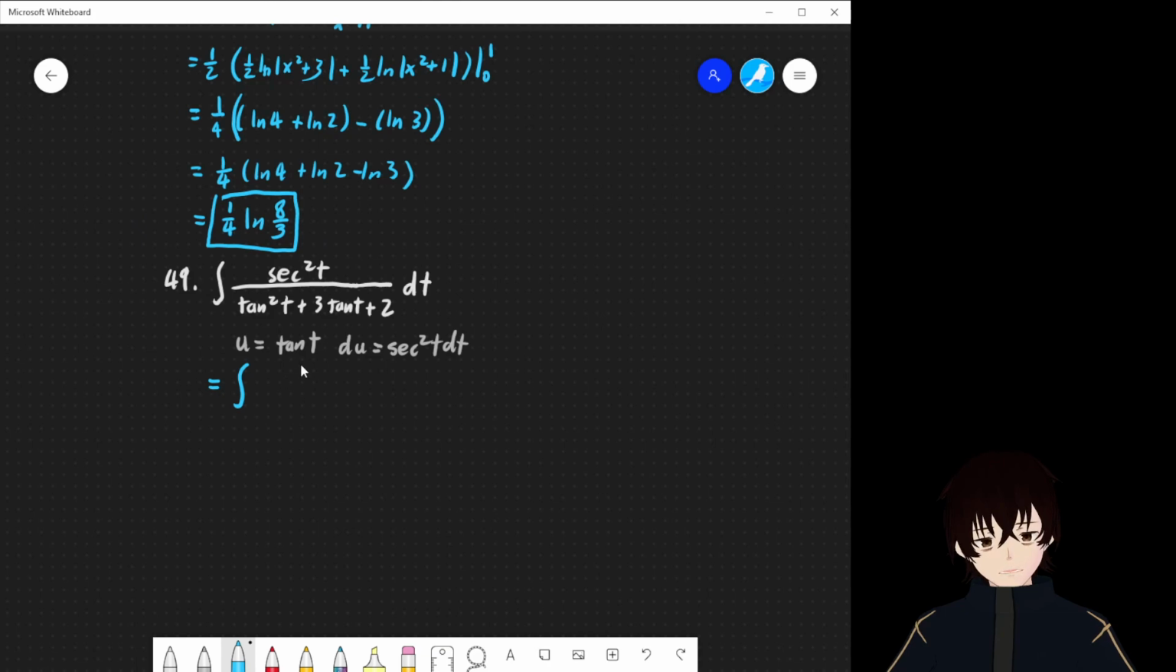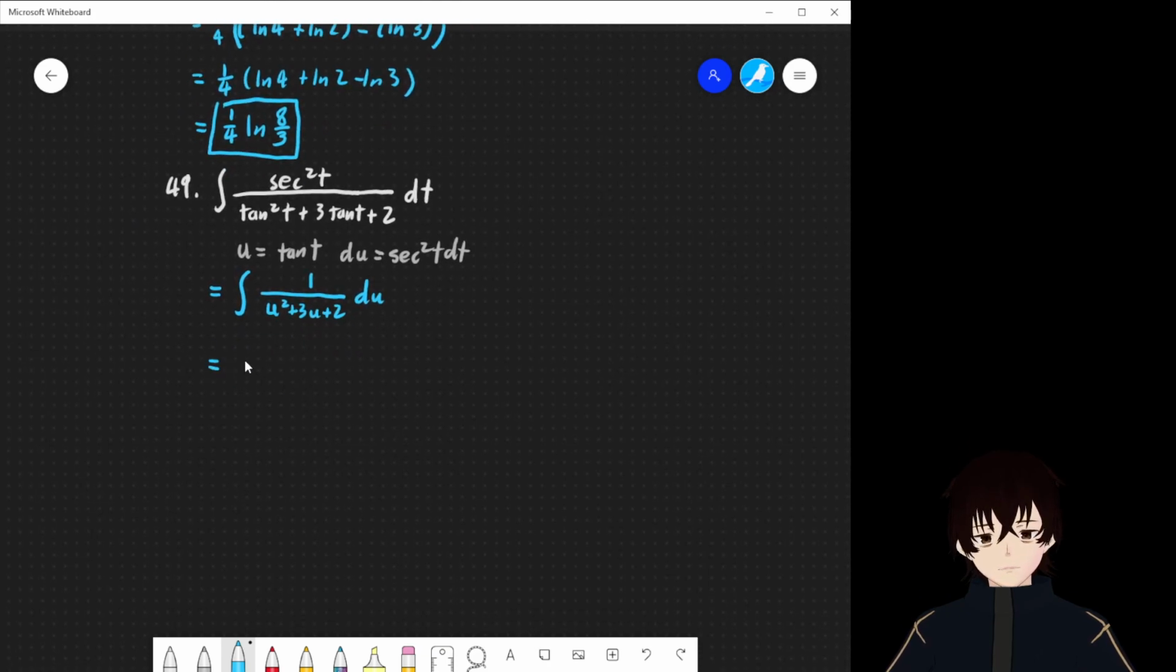This way we get the integral of 1 over u squared plus 3u plus 2 du, which we can now do by partial fractions. 1 over u squared plus 3u plus 2 is equal to, let's rewrite this, x plus 1 times x plus 2 is equal to a over x plus 1 plus b over x plus 2.